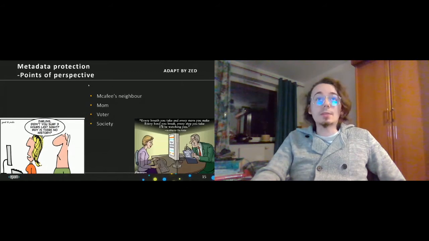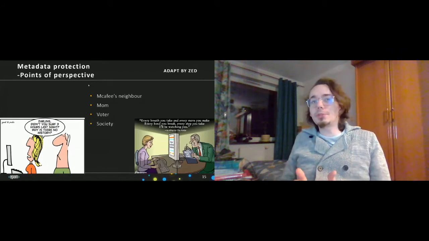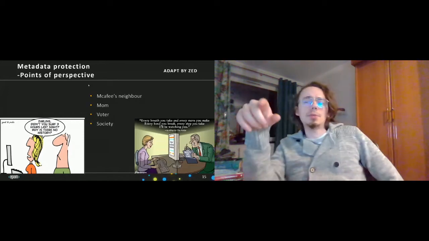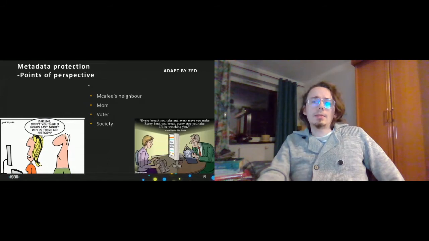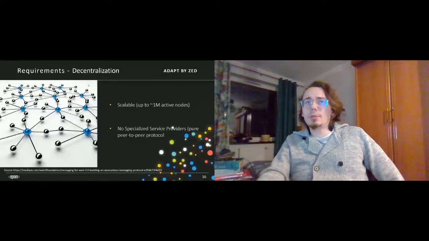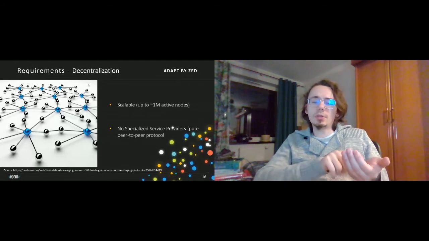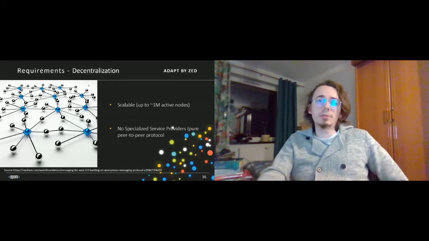Okay, so next requirement, decentralization. Our algorithm should be scalable up to 1 million active nodes. And it shouldn't have any specialized service providers. Ideally, a pure peer-to-peer protocol. And also one more thing about our protocol. It shouldn't carry significant bandwidth load, and we should be able to actually use it using our mobile plan, so it cannot create heavy traffic on the internet.